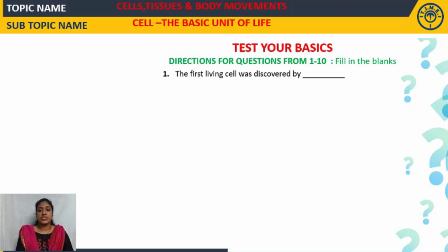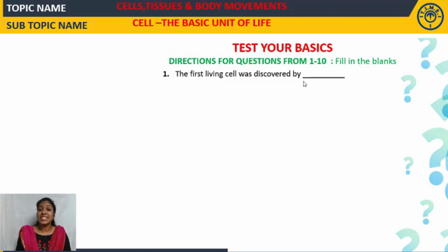Then the first question: the first living cell was discovered by. Please read the question carefully. It was not asked who the cell was discovered by; it asks who discovered the living cell. So what do we know? That is, the cell was discovered by whom?